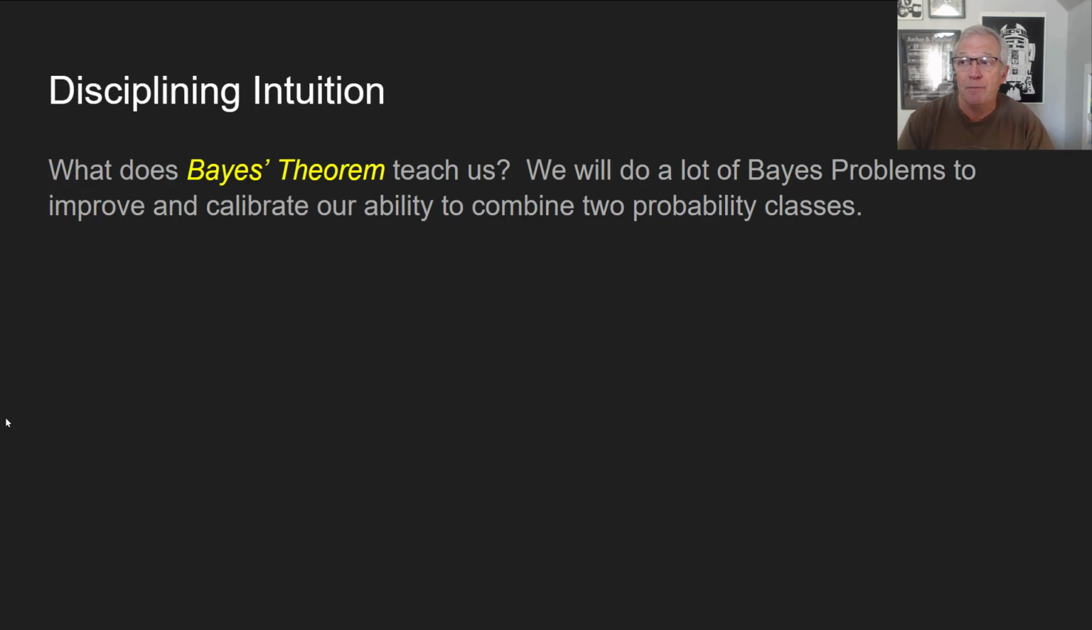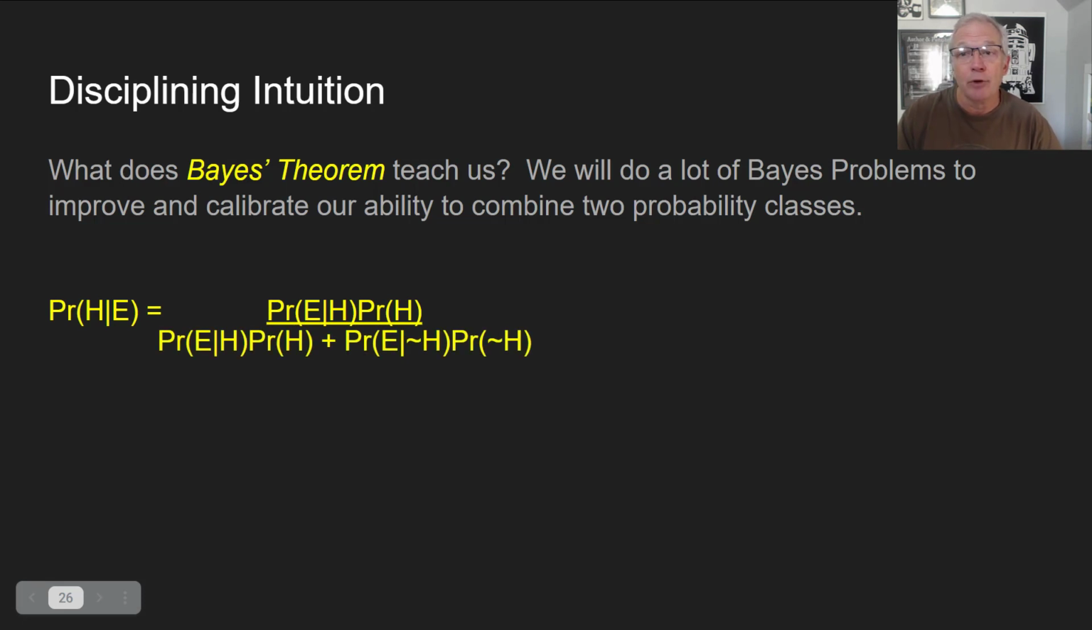We're going to do a lot of Bayes problems to improve and calibrate our ability to combine 2 probability classes. When you get these converging probabilities, how do you know how to discount one or how much to improve the weight or increase the weight of another? How do you combine them? And we're going to start looking at those cases. We'll look at a few today, but by and large, this is coming later. So our class will re-intersect with Bayes' theorem here in a couple of weeks.